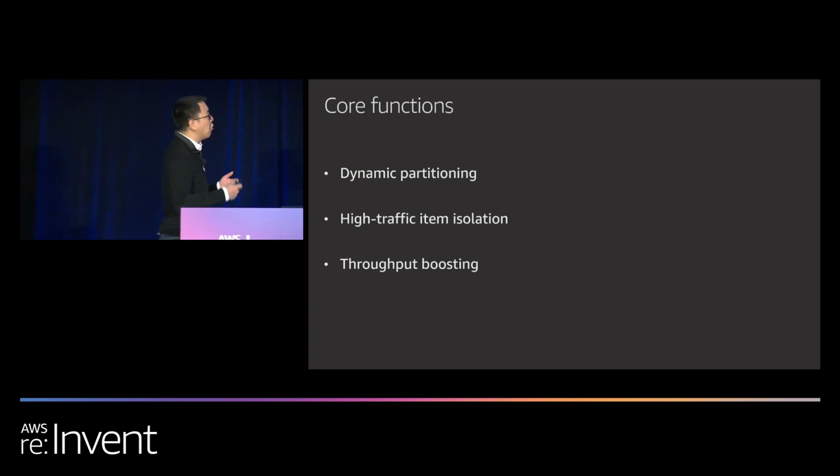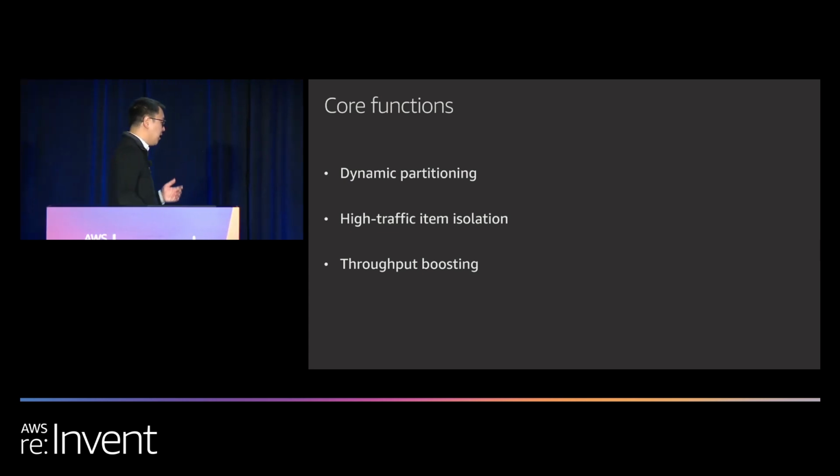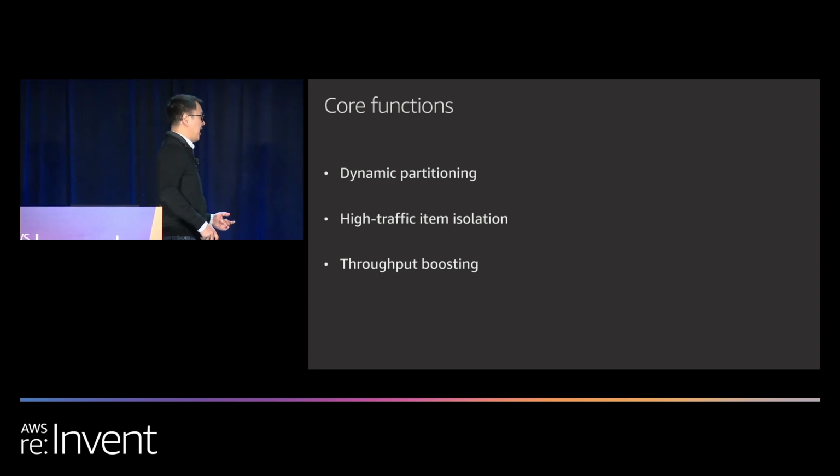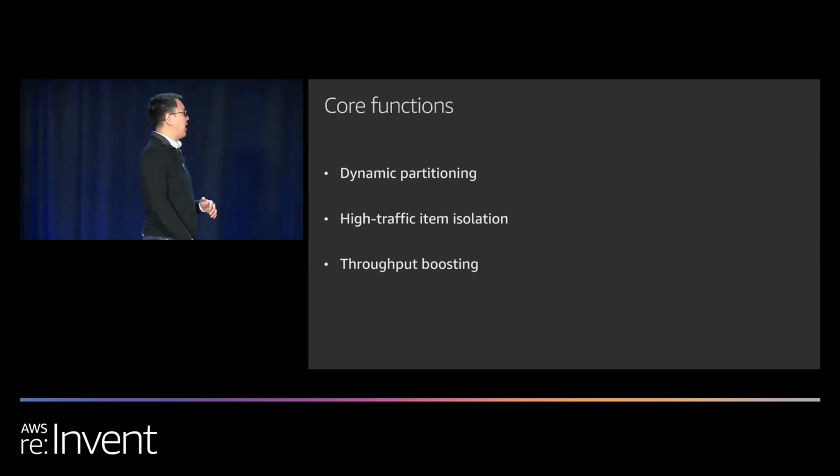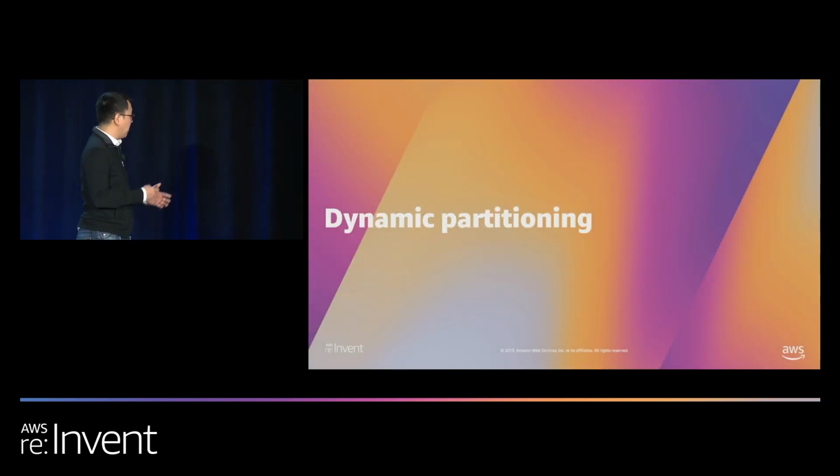And there's three core functions of this adaptive capacity technology: dynamic partitioning, high traffic item isolation, and throughput boosting. And we'll start talking about what these are. So let's talk about dynamic partitioning.